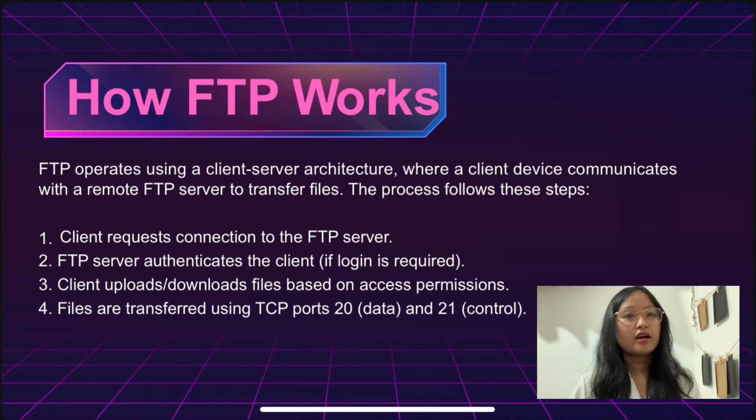Now let's talk about how FTP actually works. FTP follows a step-by-step process. First, the client, which is usually a computer, requests to connect to an FTP server. Second, the server then checks if the client is allowed to access it. Some FTP servers require username and password, while others allow anonymous access. Once the connection is established, the client can start uploading or downloading files. The transfer happens through specific ports, which is port 20 for data and port 21 for control commands.